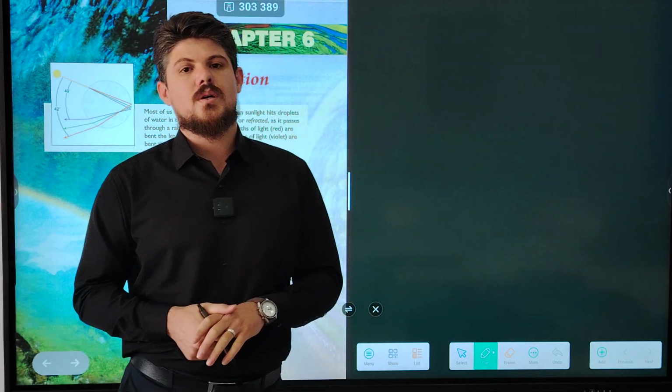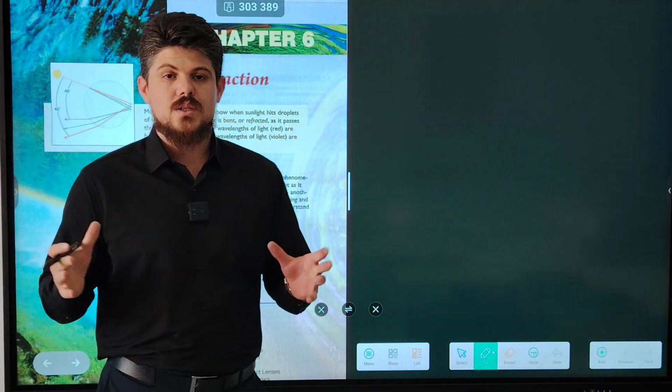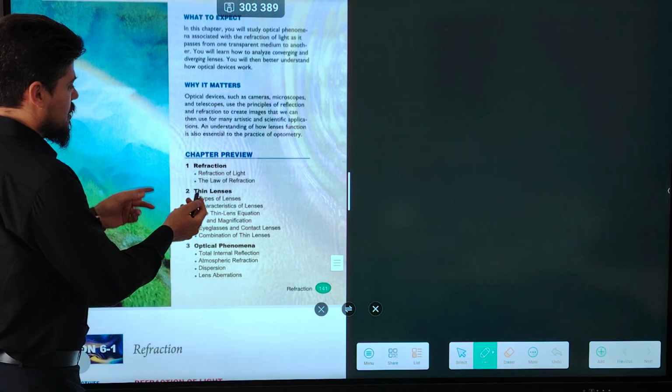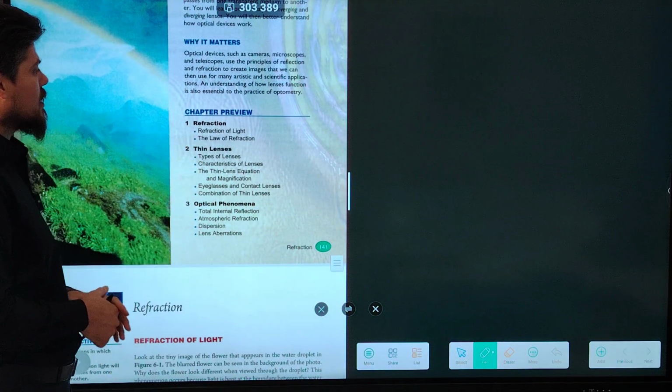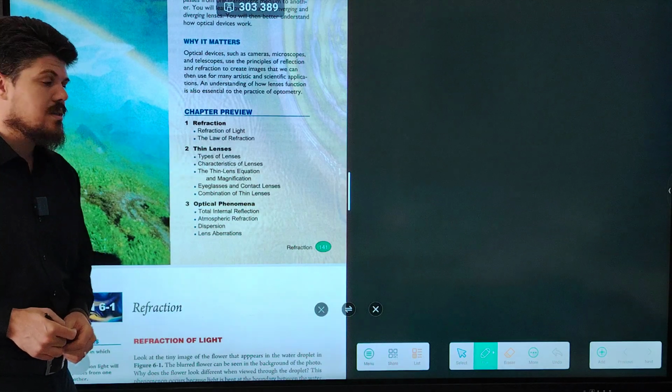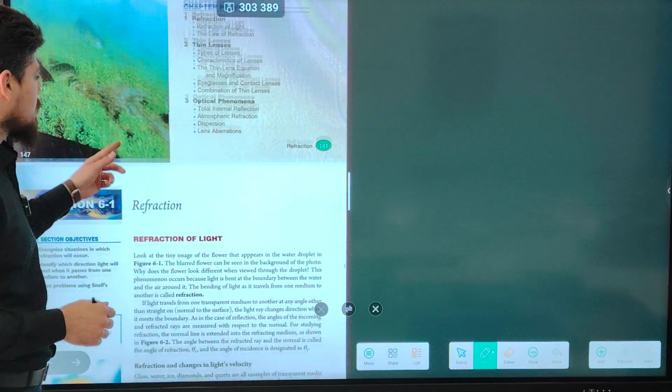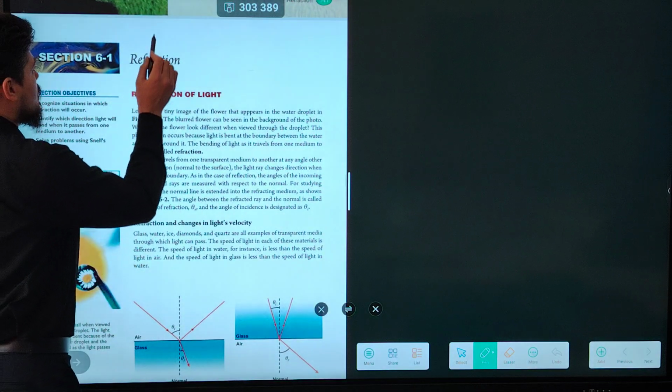Guys, today's lesson we're going to talk about refraction in chapter 6. In this chapter, we have three sections as you can see here. Section 1 about refraction, Section 2 about thin lenses, and Section 3 about optical phenomena. Let's get started from Section 1 about refraction.